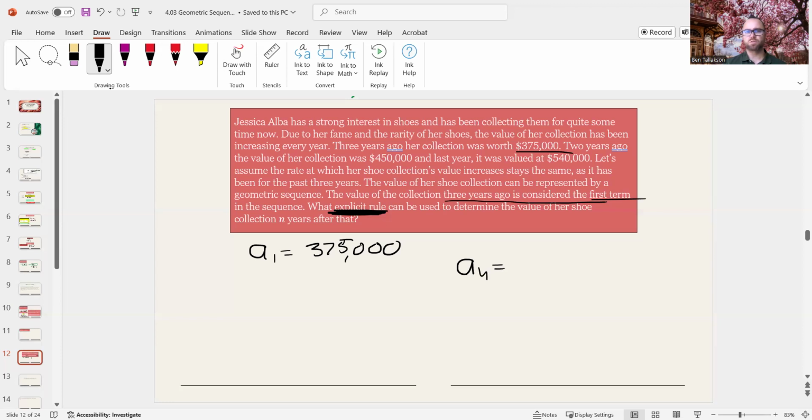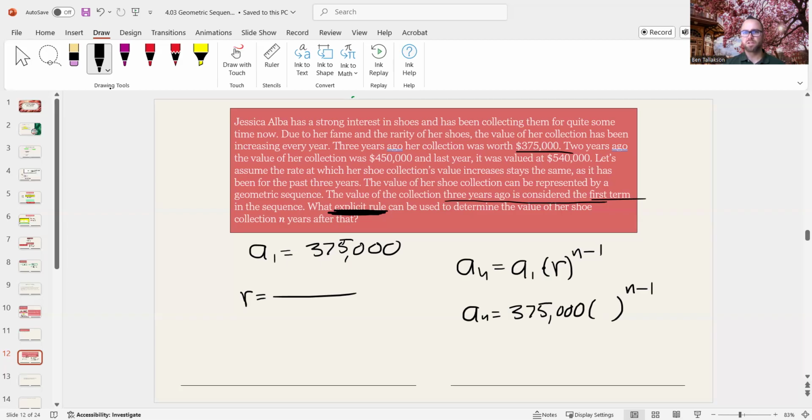Okay, explicit rule. A sub n equals a sub 1 times r to the n minus 1. So a sub n, a sub 1 we just found, times, and usually you see this in parentheses. If you want to do that here too, that's totally fine. N minus 1 always stays the same. But what is r? That is the trickiest part of this problem. And it's not that tricky at all. Do you remember how to find r? Well, we pick any term and divide by the previous term.